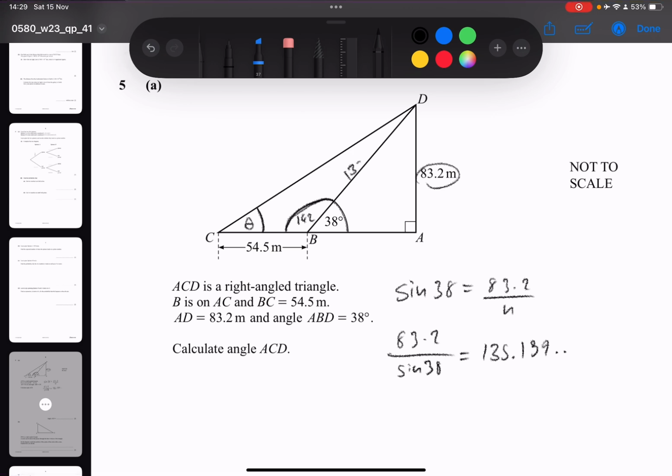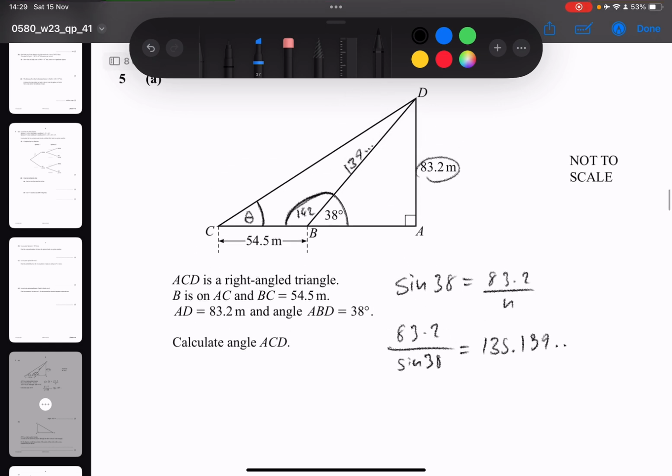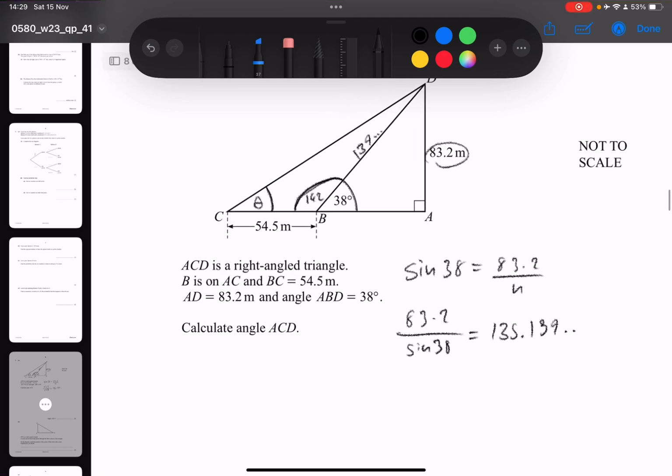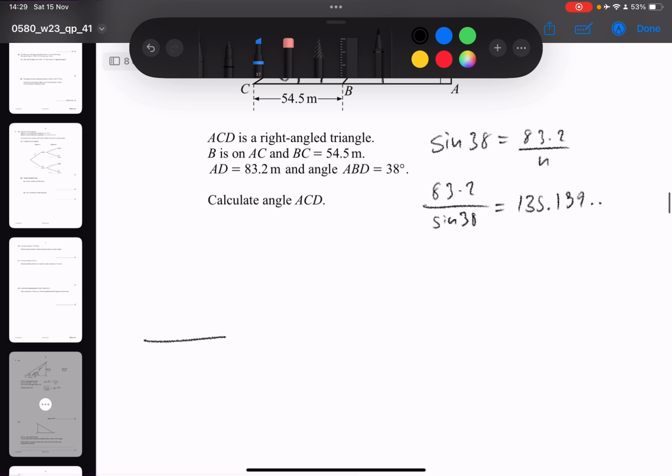Let's just label it up. 135.139, etc. Now we're going to use that to find out some more stuff. We're focusing on this triangle DCB, so I'll just draw a little sketch of that to help me get control of what's going on. We know 142 degrees, and we know that this is the hypotenuse of a smaller triangle, 135.139. And we're trying to find this angle here. The other thing we know is, of course, 54.5 meters. So what we've got is two distances and we're interested in two angles.